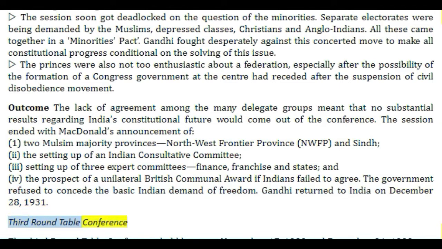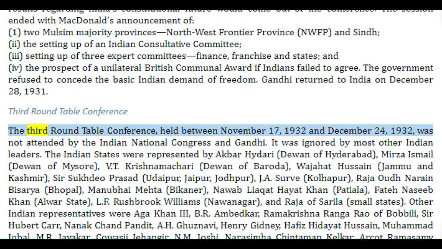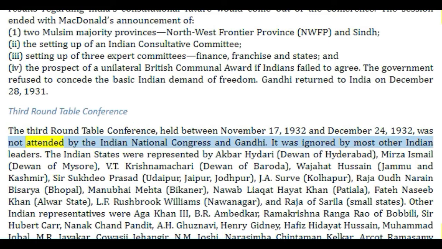Third Round Table Conference. The Third Round Table Conference, held between 17 November 1932 and 24 December 1932, was not attended by the Indian National Congress and Gandhi. It was ignored by most other Indian leaders. The Indian states were represented by Akbar Haidari, Dewan of Hyderabad; Mirza Ismail, Dewan of Mysore; V.T.